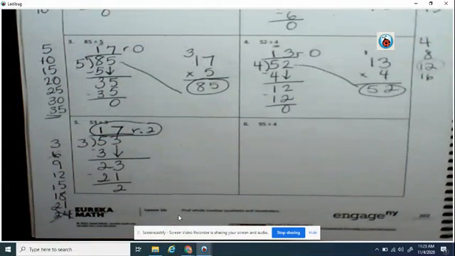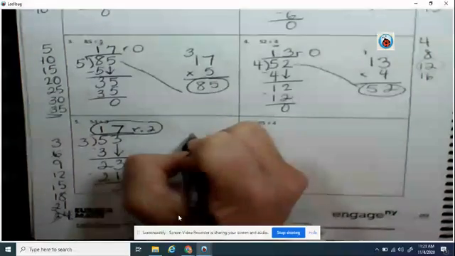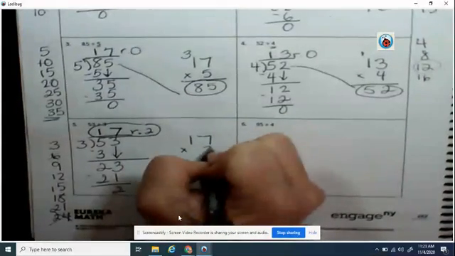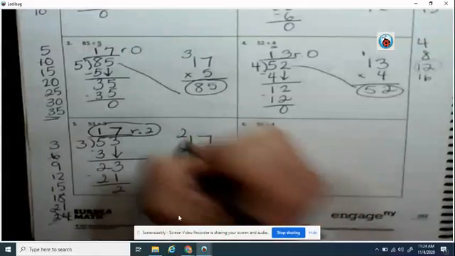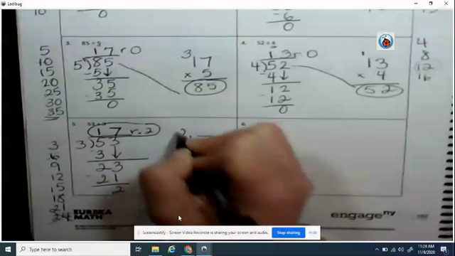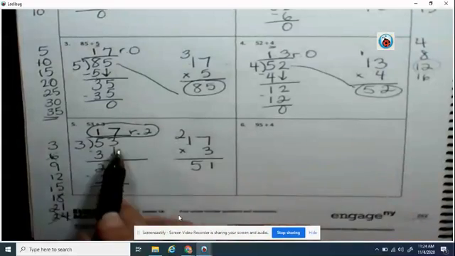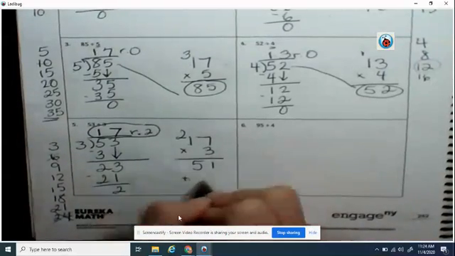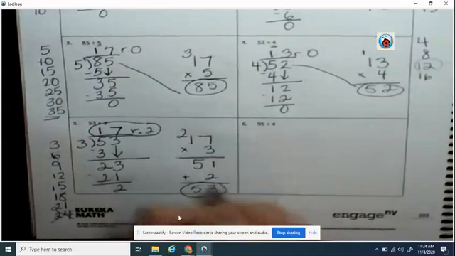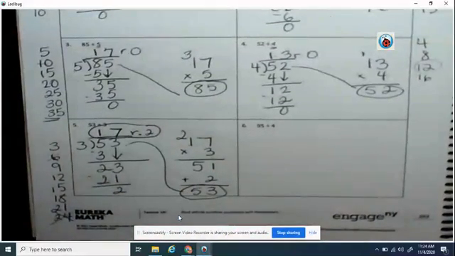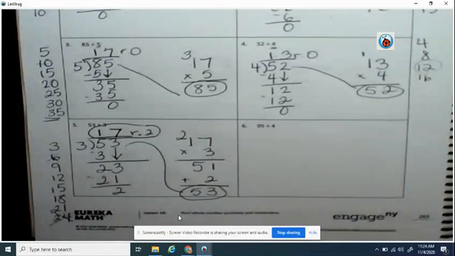There's 2 left over. Okay, so now let's do this math to double check ourselves. 17 times 3. 7 times 3 is 21. 1 times 3 is 3 plus 2 more is 5. That's 51. But I had 2 left over. So I have to add those 2 back on, which gives me 53. And those match, so I know I did my math correctly. Okay, let's try another one.